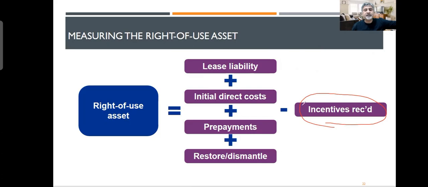Because I have a lease liability, the present value of lease liability is 2.5 million. Plus I paid 0.3 million to acquire this asset. Plus I paid $500,000 as a prepayment or advance or something. Plus I have a provision of restoring it, 0.2. So this total makes me 3.5 million.